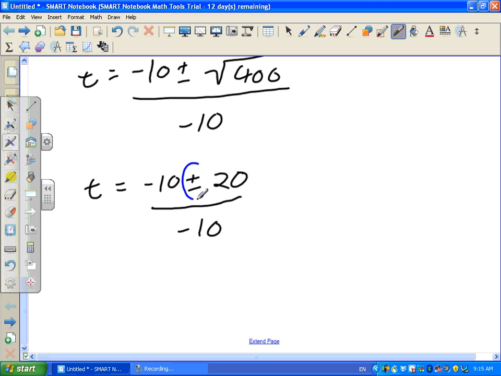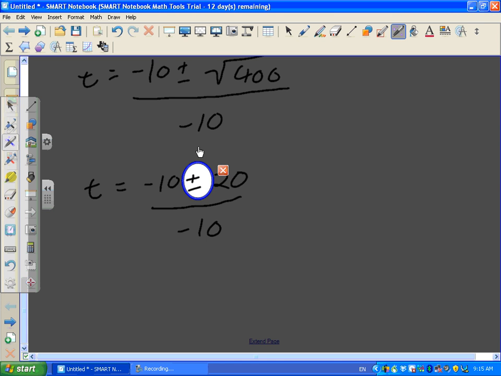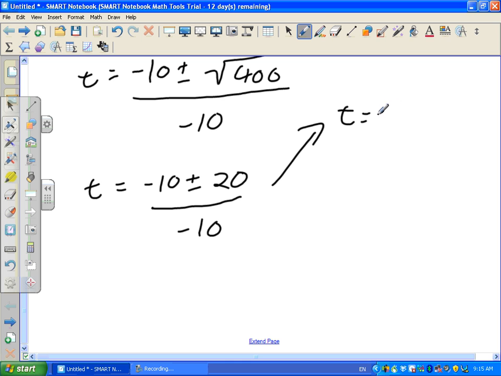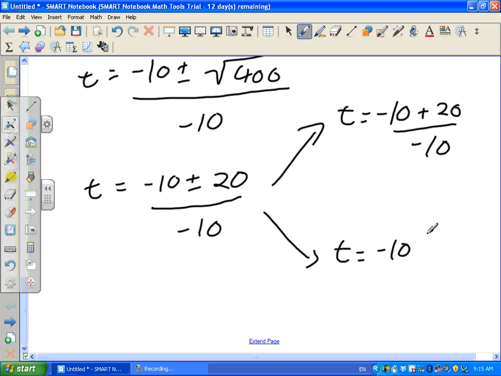This plus or minus right here is telling us we're actually going to have 2 equations. We're going to split this. So there's the equation t is equal to negative 10 plus 20 over negative 10. Our second version is going to be t equals negative 10 subtract 20, over negative 10. Like I said, and what we had before, we're going to end up with 2 answers. So, negative 10 plus 20 is 10. And what's 10 divided by negative 10? Negative 1. Other instance, negative 10 minus 20.